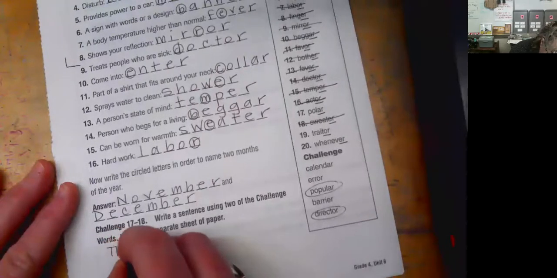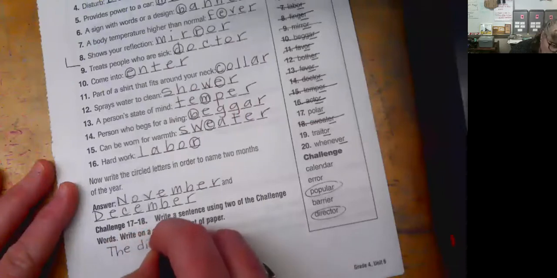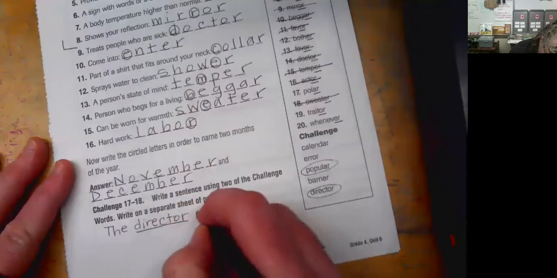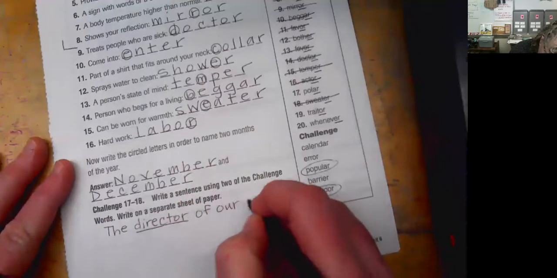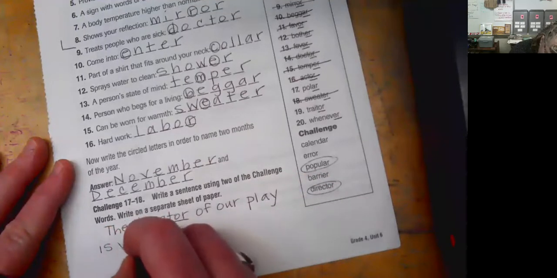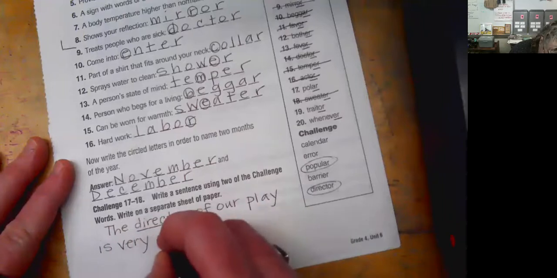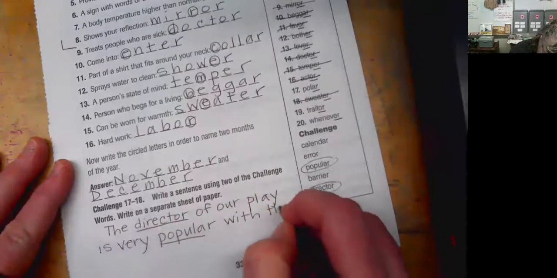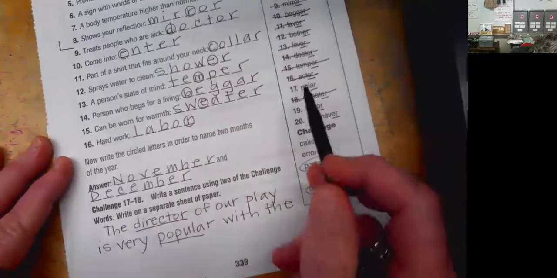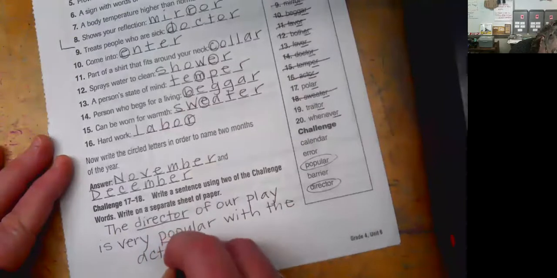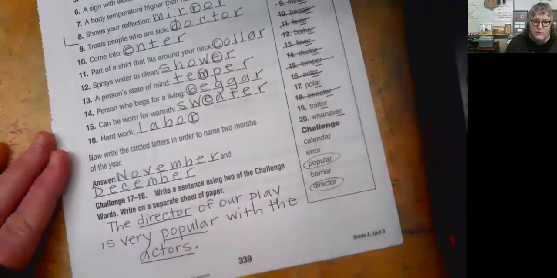So I'm going to say the director of our play is very popular. With the, I'm going to use actor, which is one of the other words, right? Number 16. Actors. So I even used a non-challenge word there.